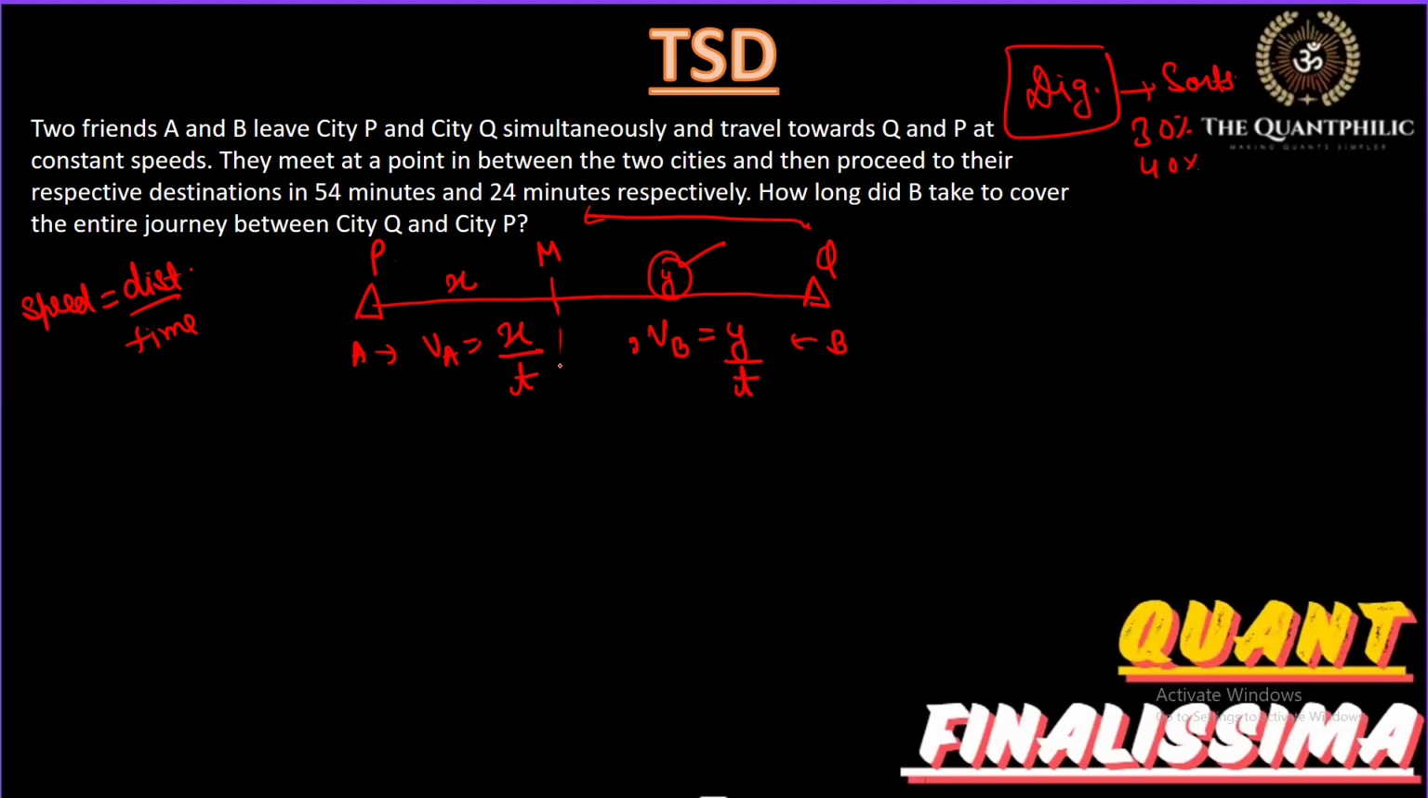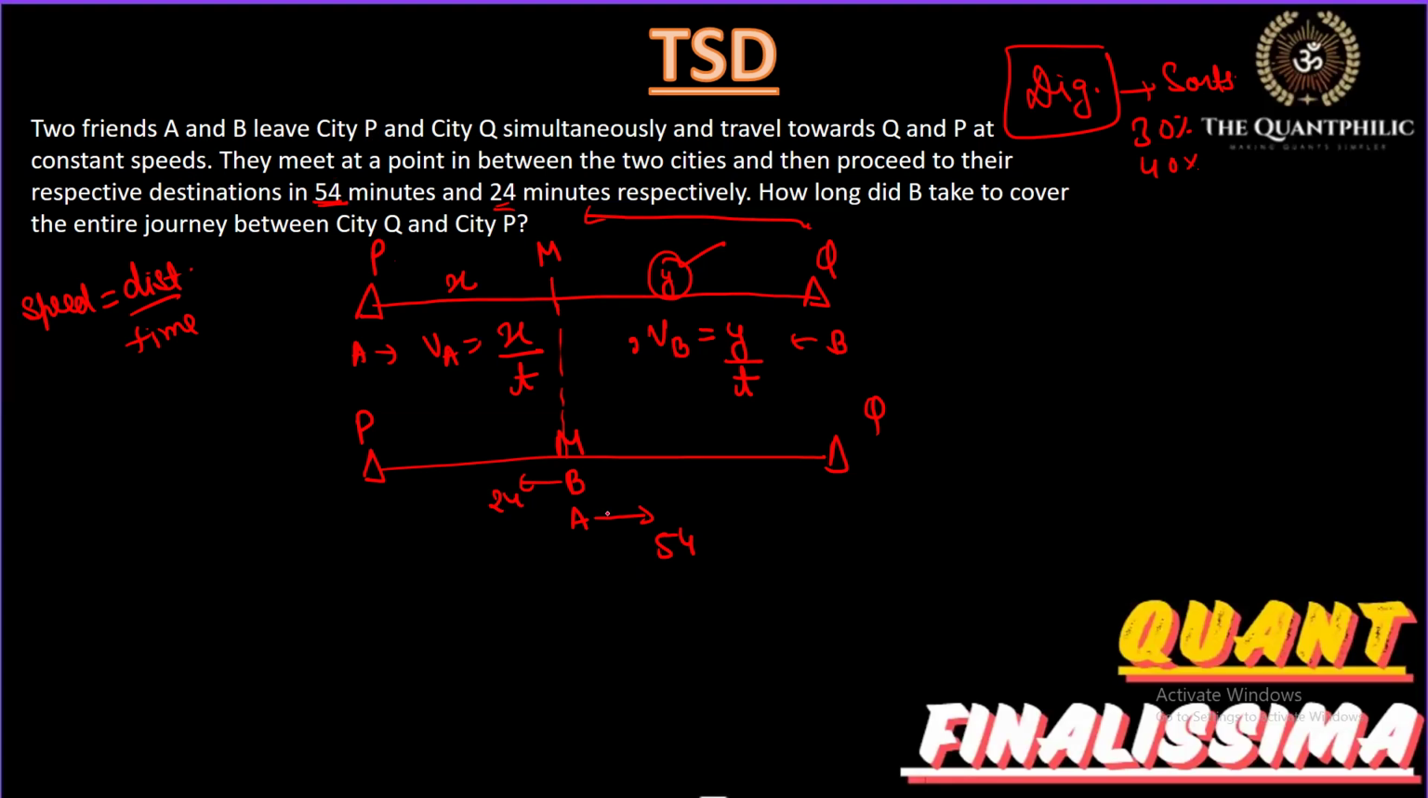Right. Now further, what's the second part given? This is again city P, this is Q. This is M, they met over here. Now B and A both are over here. B went further from M to P and A went further from M to Q. And here we don't have to write the times because times are given. A took 54 minutes to reach from M to Q and B took 24 minutes to reach from M to P. M to P is not given, but it is given that they meet at a point and they proceed towards their destinations.